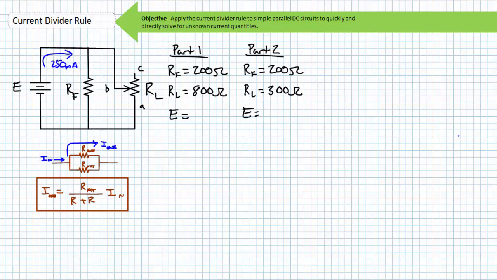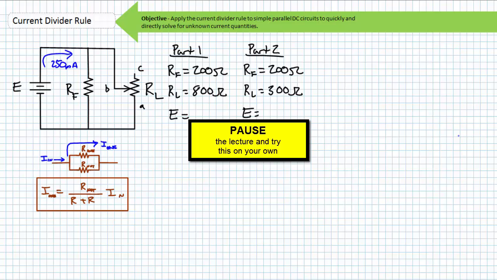Listen closely to what I'm asking you to do before you rush off and make a mess of this. I'm asking you to use the CDR as one of the steps to solve for the magnitude of the unknown voltage source for both parts 1 and part 2. You are flatly prohibited from calculating the parallel resistance of this combination of two resistors under penalty of extreme death and a hefty fine. Use the CDR. Pause the lecture and take a shot at this. Come up with a plan, and execute it violently.